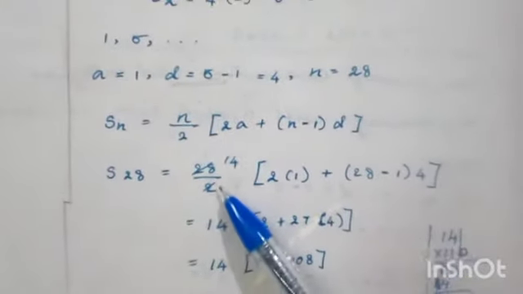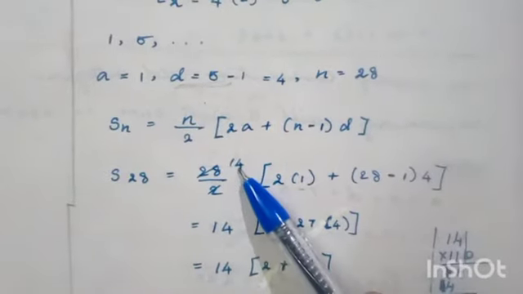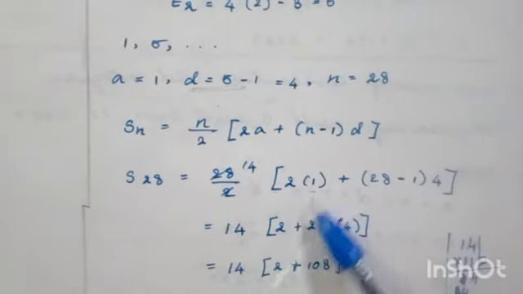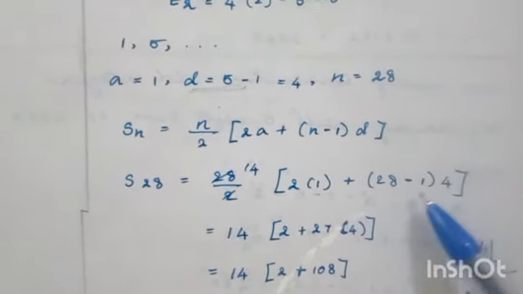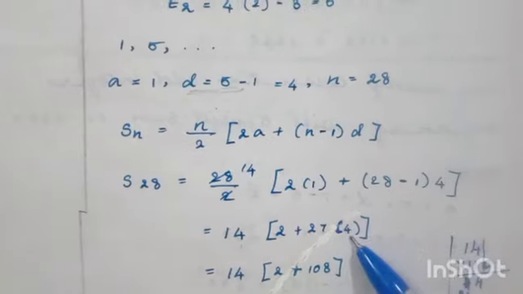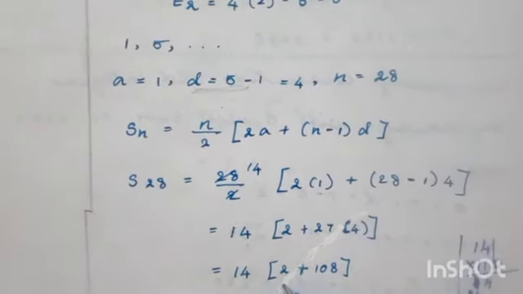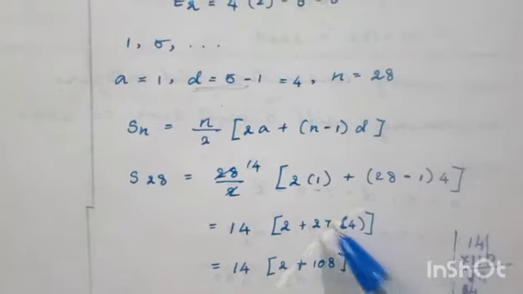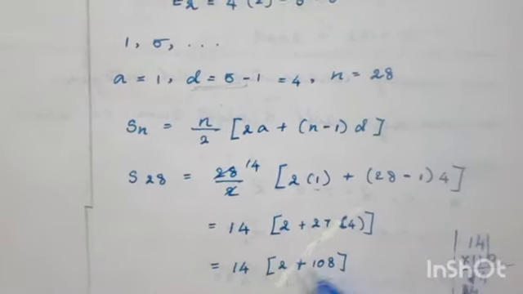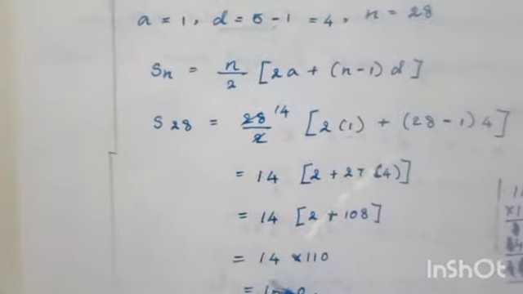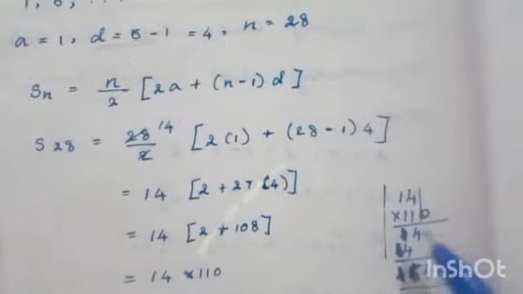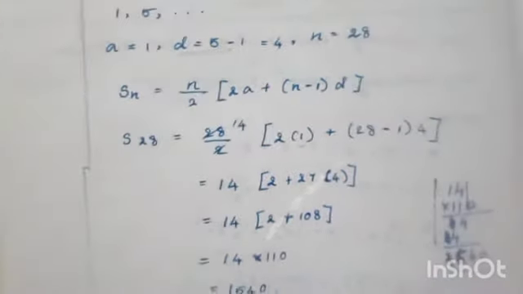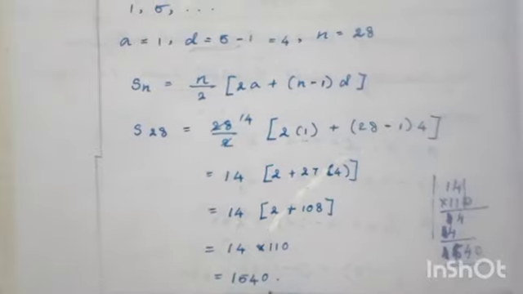Next, 1 2 is 2. Cancelling is possible, so cancel: 2 into 14. So that is 14 into 2 into 1, that is 2, plus 28 minus 1, that is 27, into 4. Next, 14 into 2 plus, you have to multiply these two. 7 fours are 28, balance 2. 2 fours are 8, 8 plus 2 is 10. Now you have to add these two, that is 14 into 110. 14 into 110, that is 1540. So the answer is 1540.